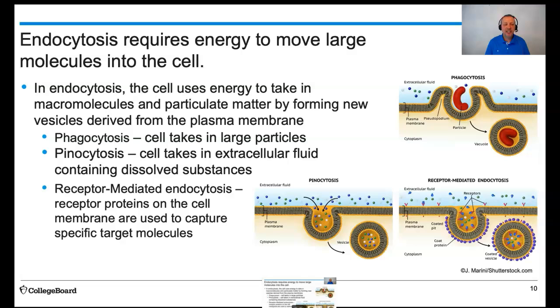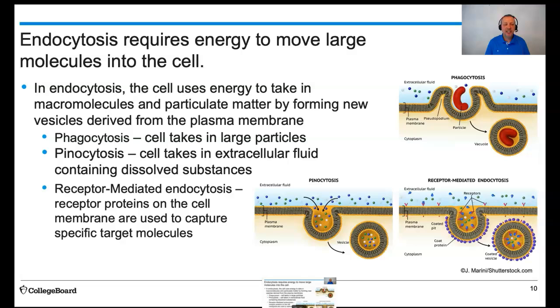So in endocytosis, we have two different types, well actually three different types. The third one you haven't seen until now. You have phagocytosis, which is large particles, pinocytosis, which is extracellular fluid, so liquid, and then we have receptor-mediated endocytosis, where the receptor protein on the cell membrane is used to capture the target molecule.